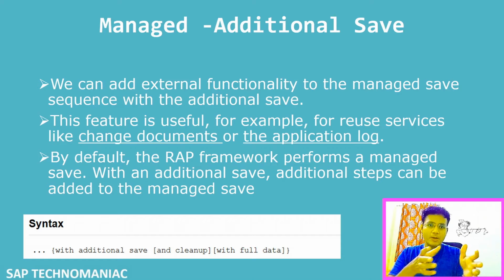I want to add that table save option, then in the additional save I can write that particular code to do the additional save. This is not the only example, you can do whatever you want in the additional save. If you want to call some function module, or if you want to call the update function module, those also you can call in unmanaged save.